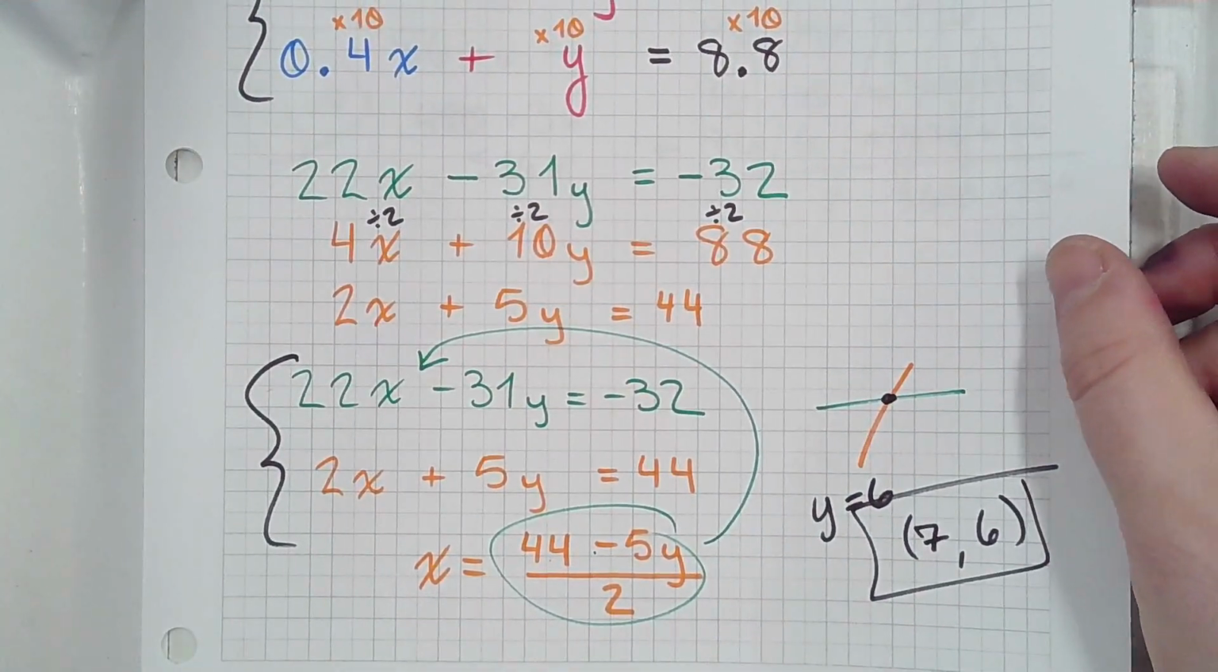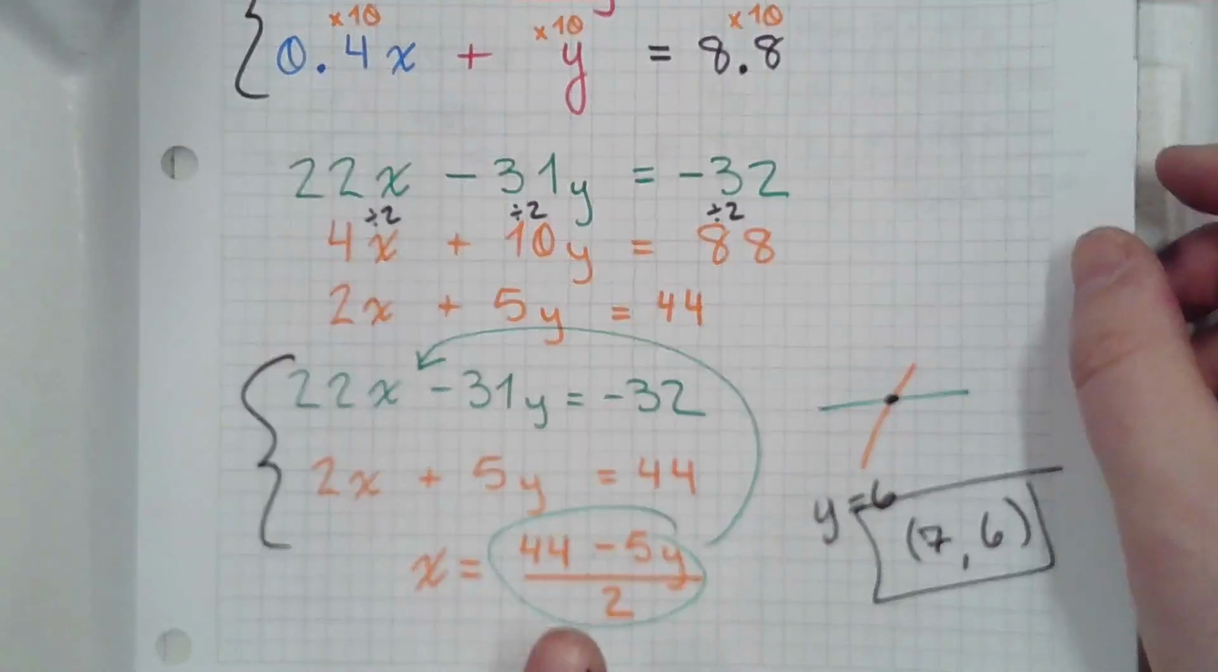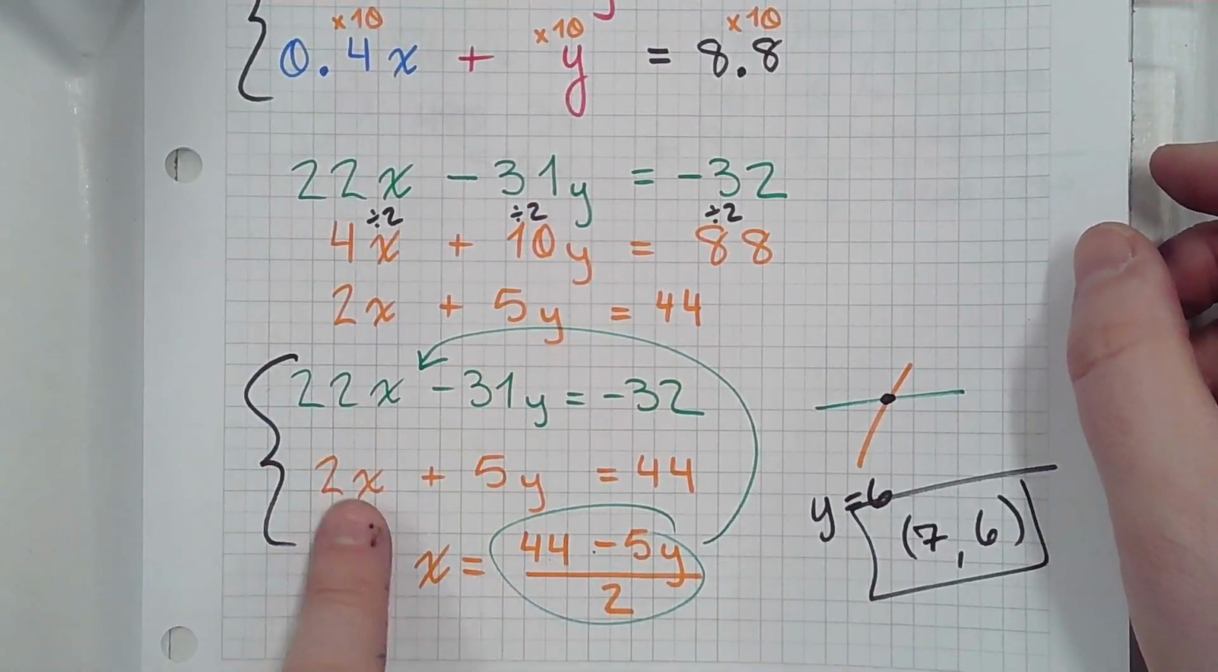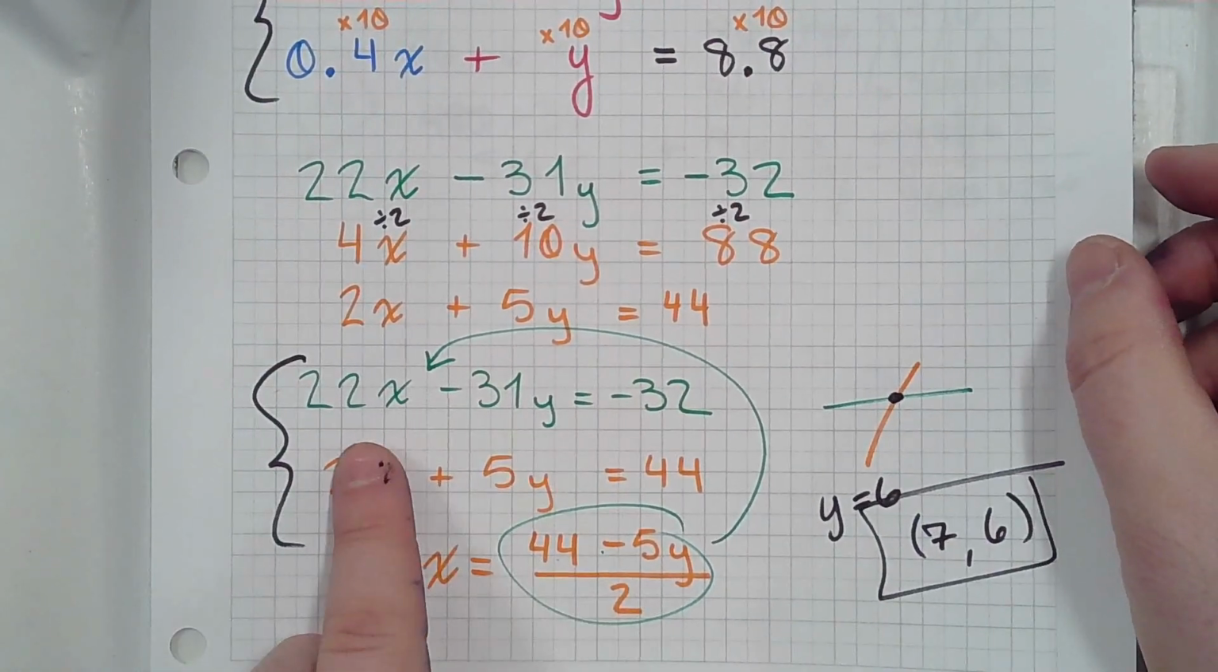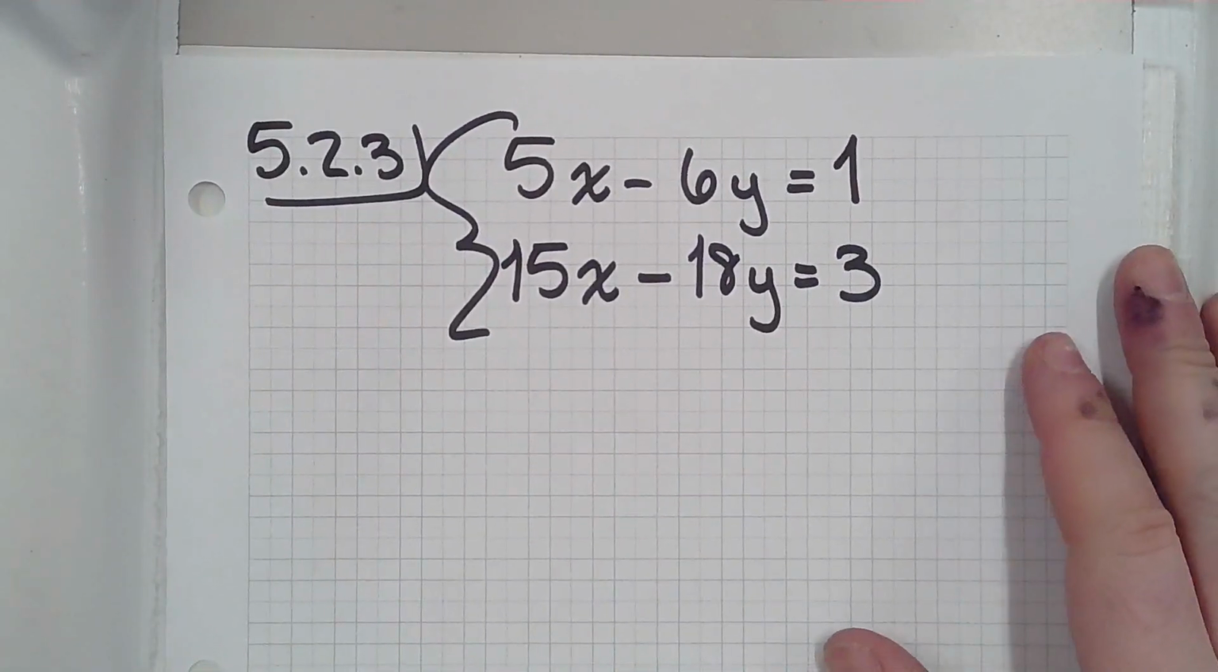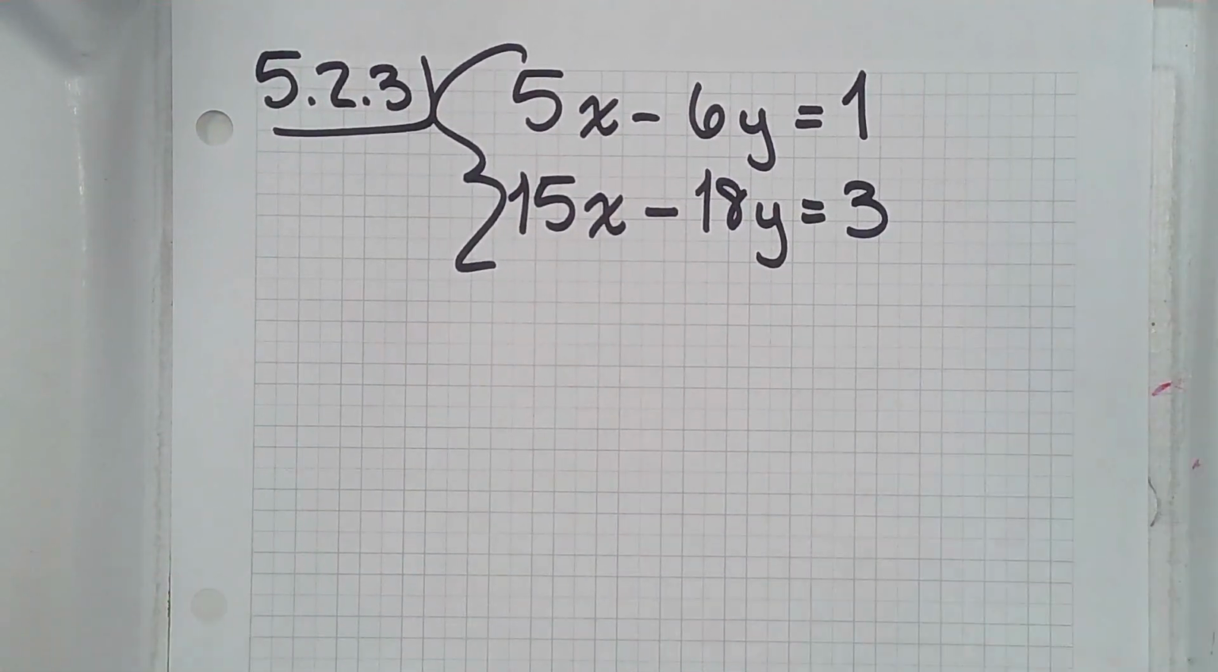The main lesson here, I think, is simplification and then choosing which variable to get on its own. I wanted the one that would divide by 2, so it divides out nicely with that 22. So that's 521. Let's take a look at 523. I have some good news. This one is more complex, which means it's actually quicker to solve.